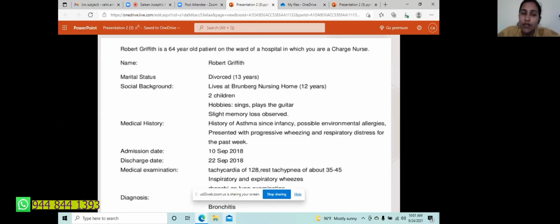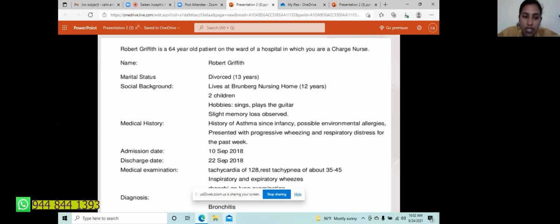Okay, so I'll read through this. Name is Robert Griffith. He's divorced for 13 years, and lives at Bunburg Nursing Home for 12 years. He has two children, and hobbies like singing and playing guitar. Slight memory loss observed. History of asthma since infancy, possible environmental allergies, presented with progressive wheezing and respiratory distress for the past week. That is the medical history, and the admission date is irrelevant for me. That we will be discussing.